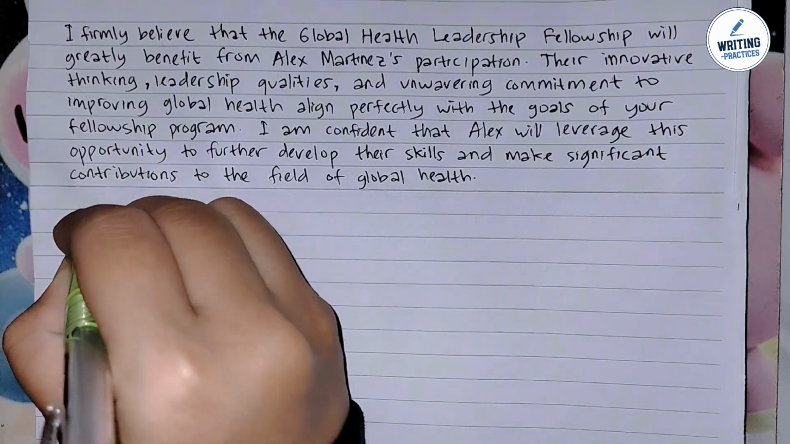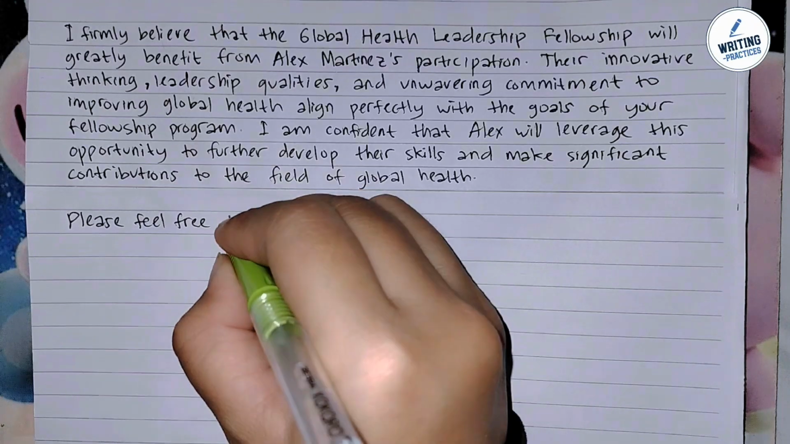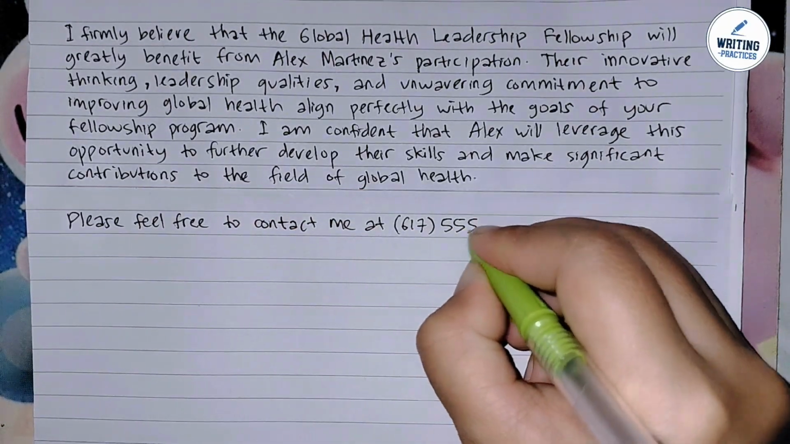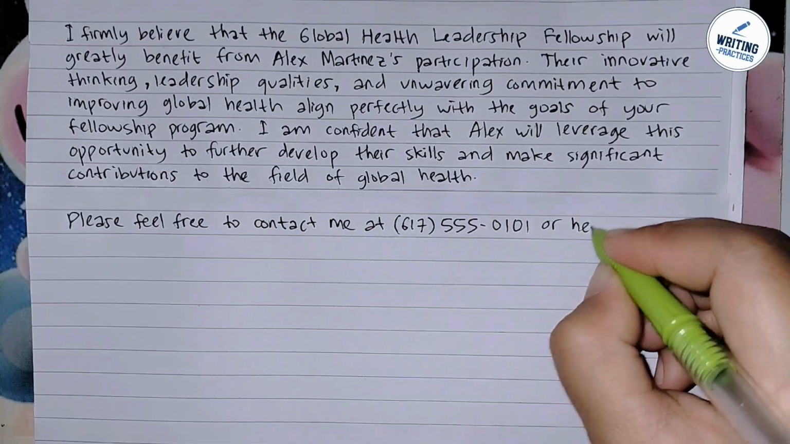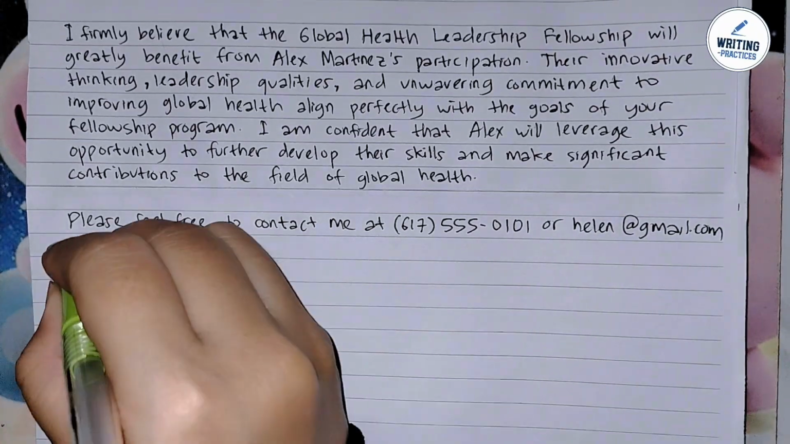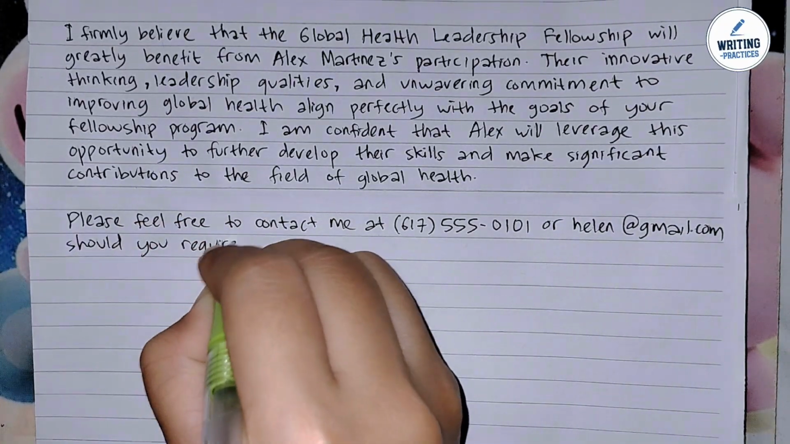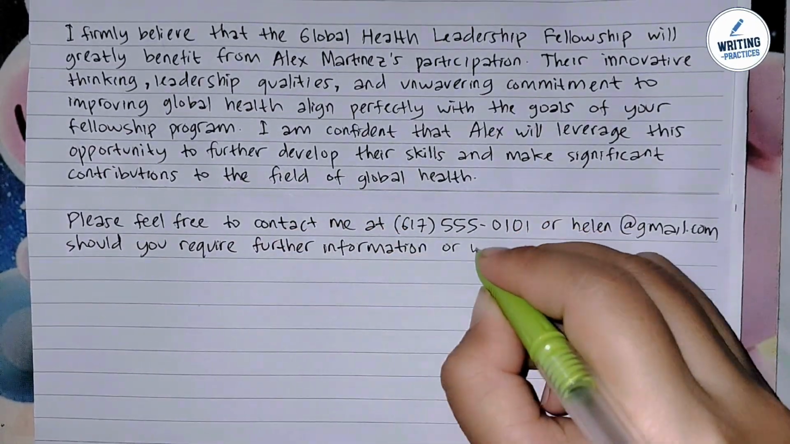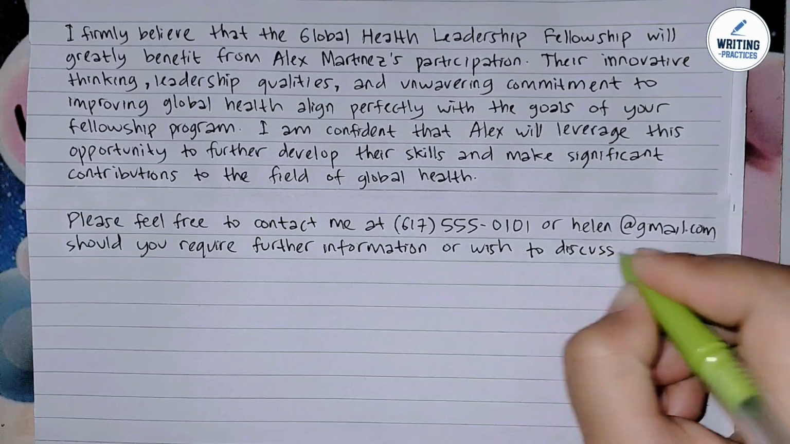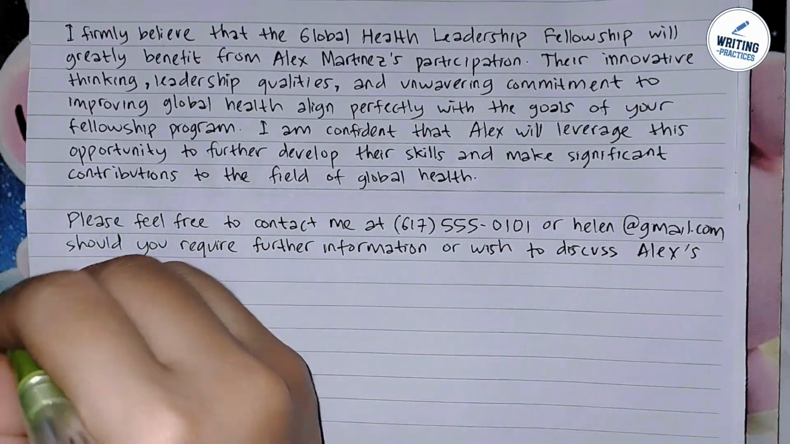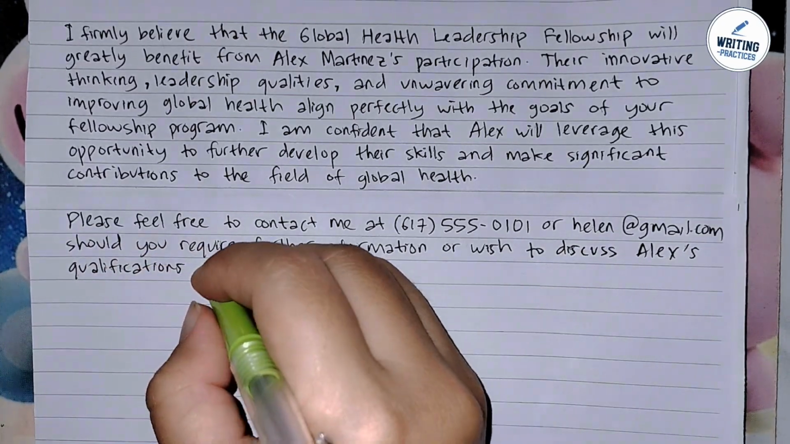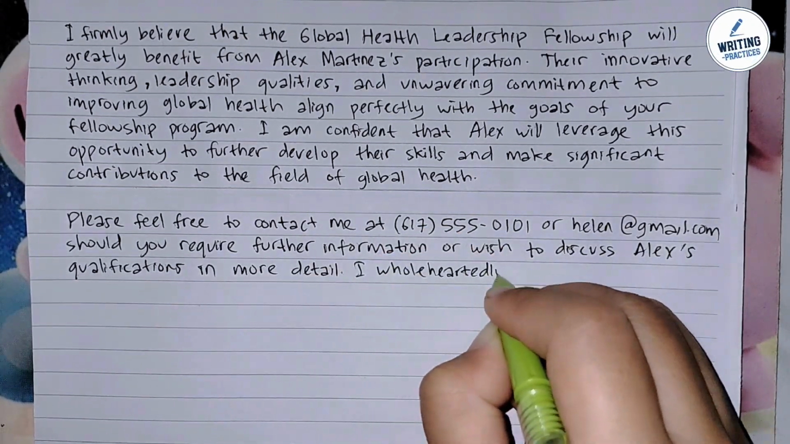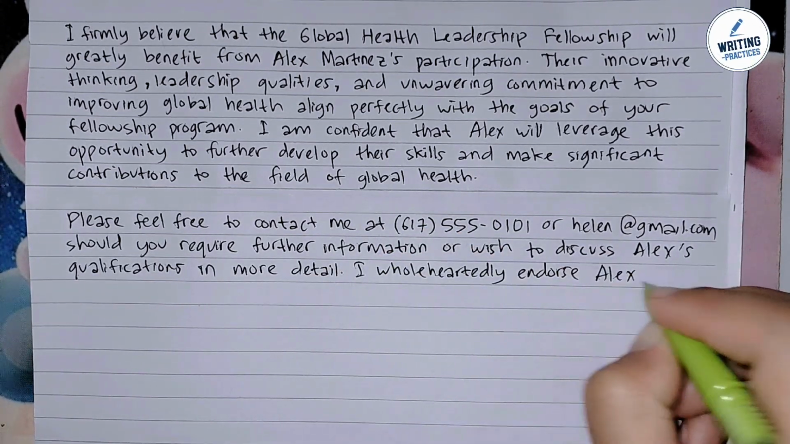In paragraph 6, write your contact information, in case the recipient needs further details or clarification. Here, you need to show that you are open to follow-up inquiries, providing an avenue for more information. You may give your phone number and email address. For example, please feel free to contact me at 617-555-0101, or helen.rivera@uni.edu, should you require further information or wish to discuss Alex's qualifications in more detail.